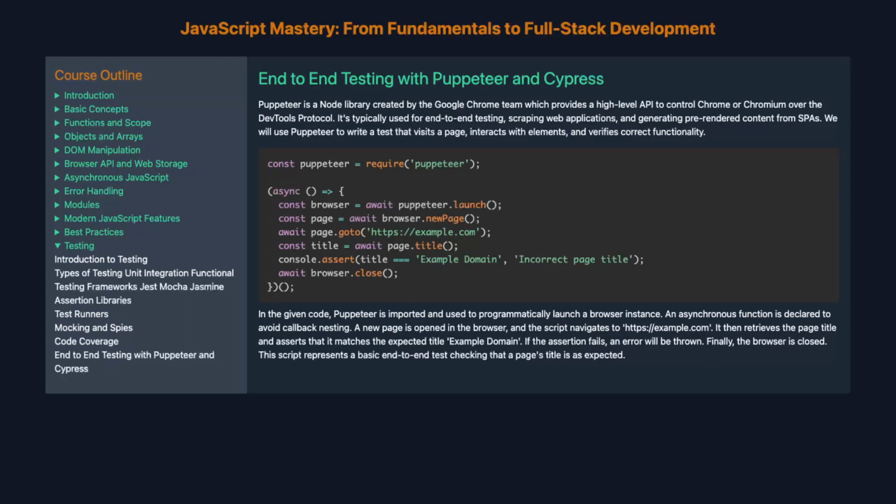In the given code, Puppeteer is imported and used to programmatically launch a browser instance. An asynchronous function is declared to avoid callback nesting. A new page is opened in the browser, and the script navigates to example.com. It then retrieves the page title and asserts that it matches the expected title, Example Domain. If the assertion fails, an error will be thrown. Finally, the browser is closed. This script represents a basic end-to-end test checking that a page's title is as expected.